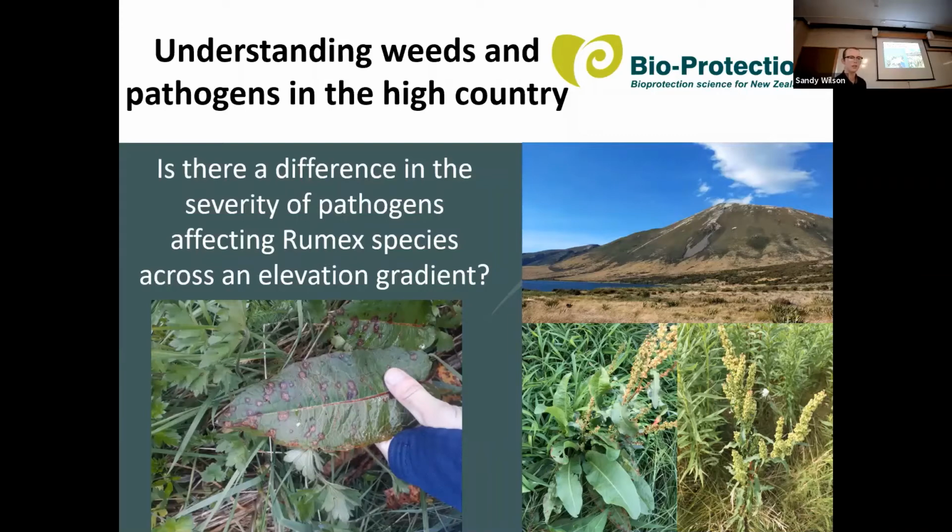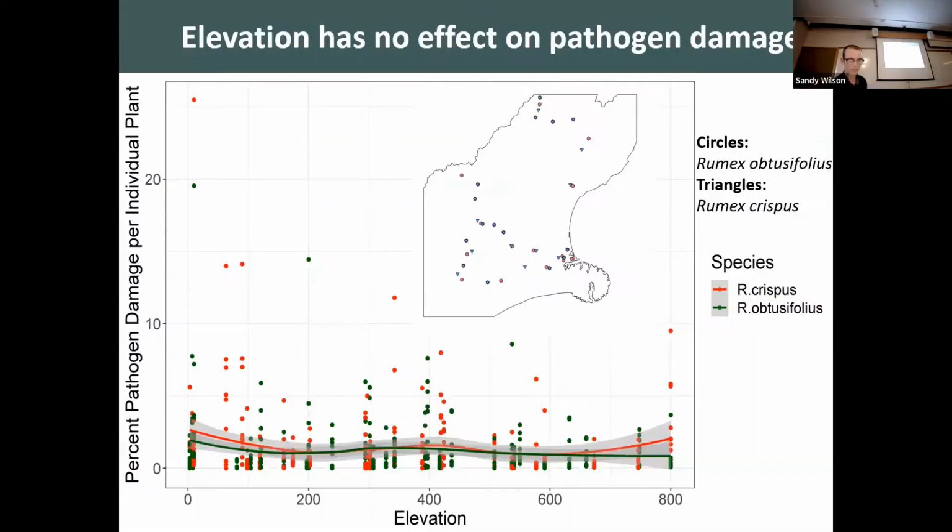Another benefit is these pathogens are genus specific. So by counting only the Rumex individuals at a particular site, I could find them by counting all of them, meaning that the pathogens only spread within the Rumex plants. And in order to get a wide range of elevations, I sampled both species at every 100 meters of elevation gain up to 800 meters.